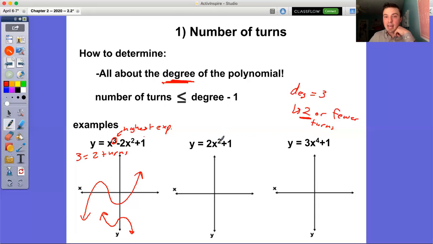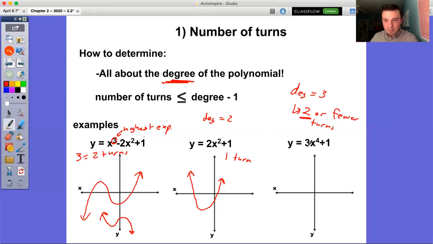You'll see this one has degree of 2. Degree equals 2, so that would mean just 1 turn, which makes sense. If we start it over here and then draw like that, it creates a parabola, which makes sense given what we know about parabolas. They come from quadratic functions, x squared.